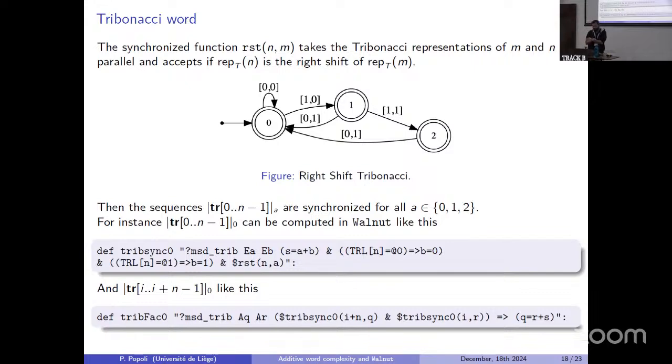So the number that we are looking for is s, the number of 0 in the factor. So I look for the number of 0 in the prefix of length i plus n, and I subtract from it the number of 0 in the prefix of length i. Okay.